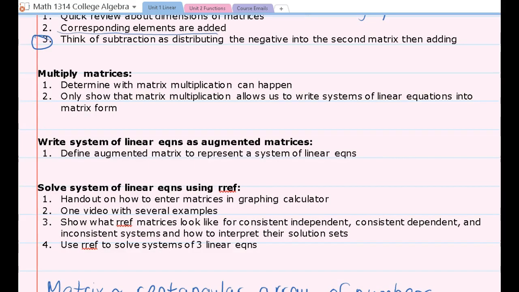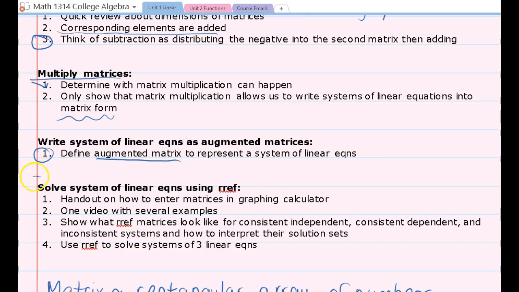Coming back to our list of things to talk about in this video, we did talk about multiplying matrices. We determined what would happen if you multiply them. And I really said that you didn't need to know how to multiply matrices. The big thing is that you can see systems of equations in matrix form. And I also wanted to make sure that you knew what an augmented matrix was. And that you will be asked to do.